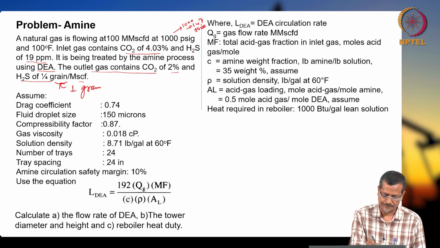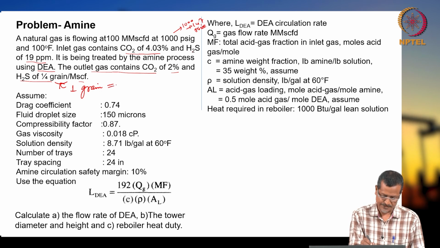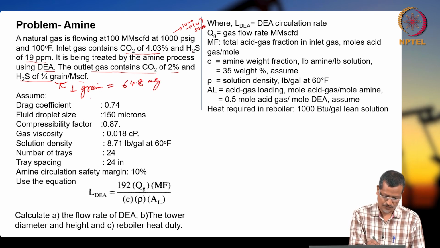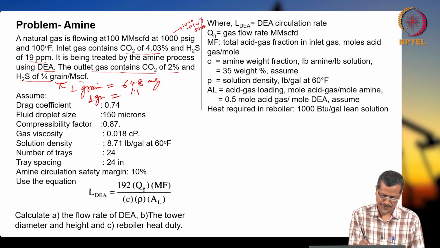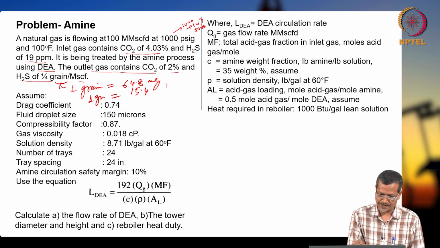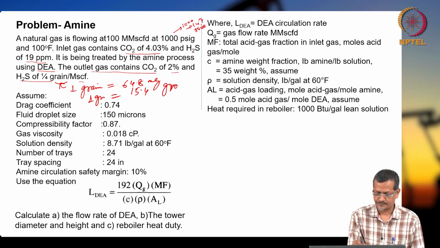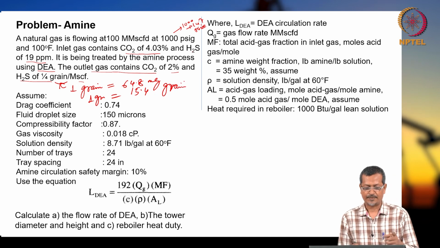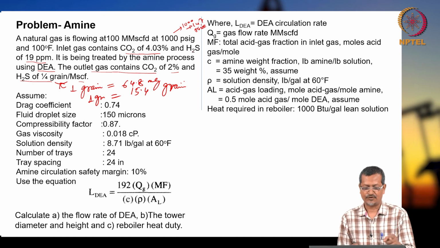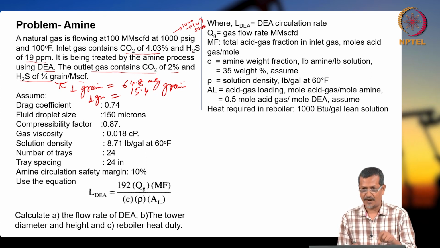A grain is a unit of mass. 1 grain equals 64.8 milligrams. So 1 gram equals 15.4 grains. Many people use grains also, so that is why I have given the grain term, so that you should be familiar with it. This is a unit of mass, okay.